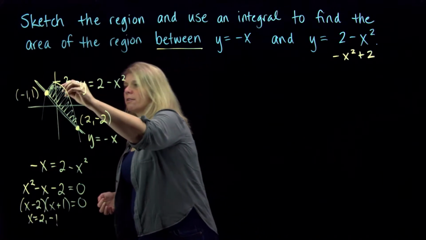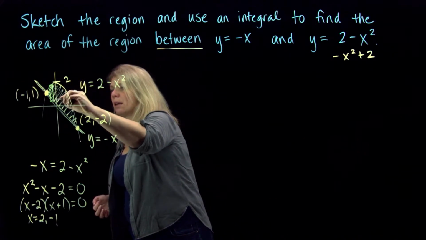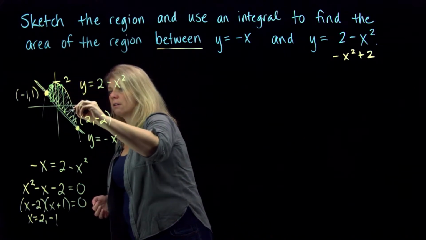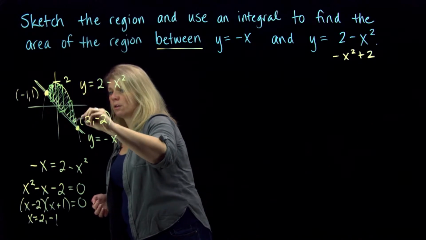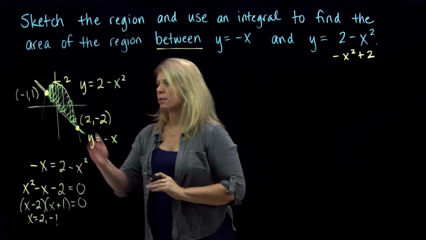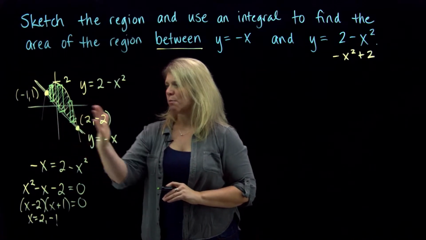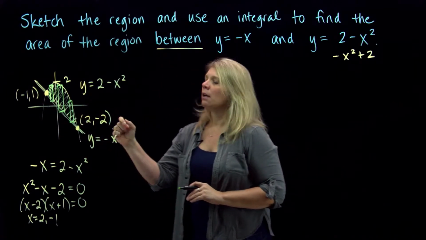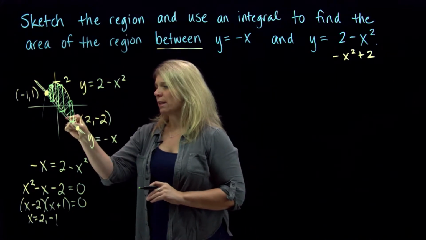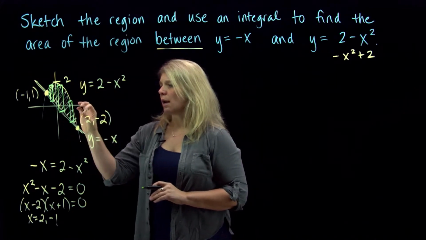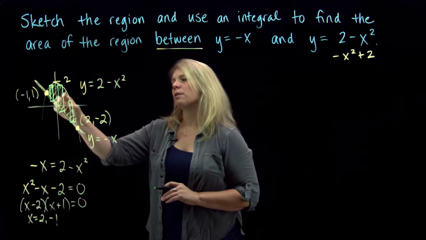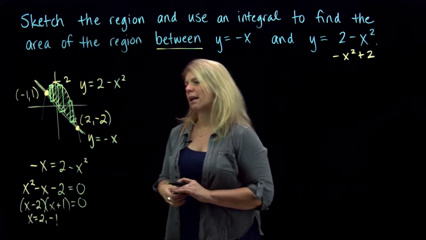If you think about dividing this region up into a bunch of little rectangles, I can partition my interval from x equals -1 to x equals 2 up into little delta x's, into little subintervals of width delta x. I can choose an x coordinate in each of those subintervals and use that to get heights of my rectangles here.